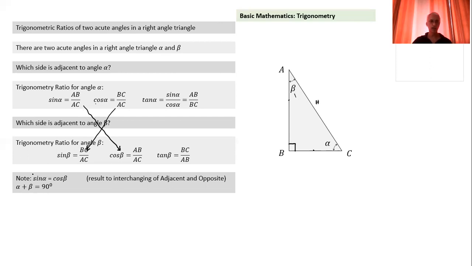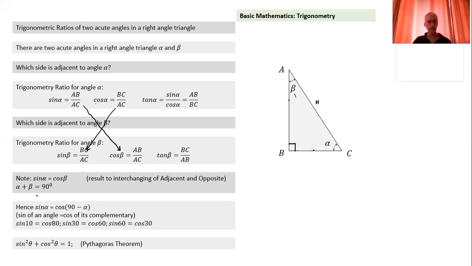So the result is this result. Why has this result come? Because of interchanging of adjacent and opposite side. So can we generalize this result here? What is sine of alpha? This is something when we say sine of any angle is equal to cos of its complementary angle. Let me repeat. How do we generalize here? This relationship is valid only when beta is complementary to angle alpha. So I can write sine alpha is equal to cos of 90 minus alpha, so beta is 90 minus alpha. So sine of angle is equal to cos of its complementary angle.